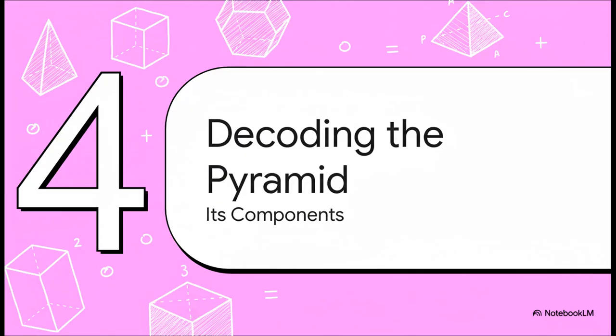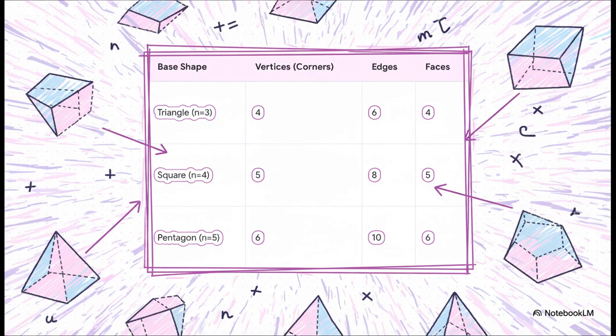All right, you know the drill by now. Just like the prism, the pyramid has its very own secret code, its own unique mathematical fingerprint. So let's put our detective hats back on and see if we can crack this new case. Here we go again. Let's look at the classic square base pyramid, so n is 4.